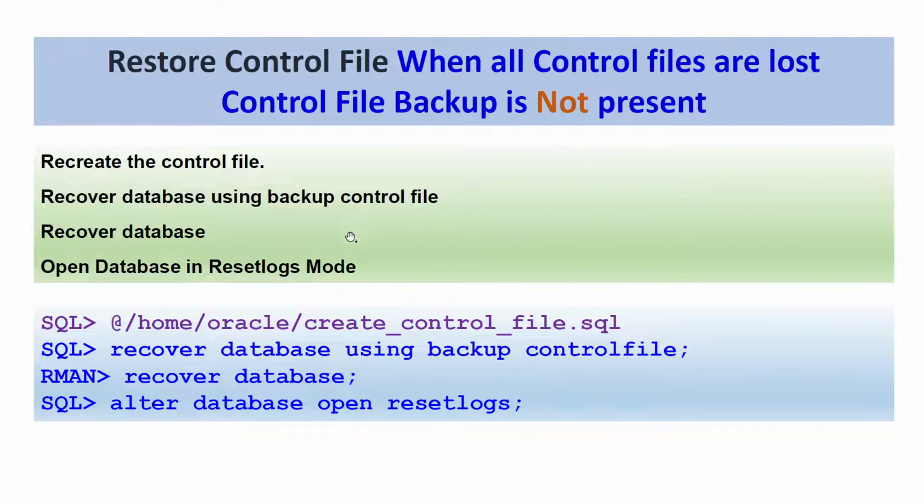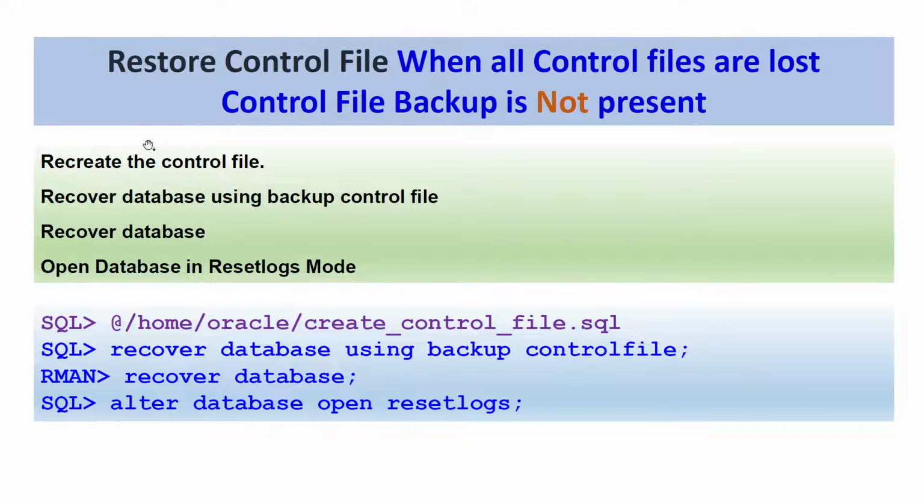Now the third scenario, restore control file when all control files are lost and the control file backup is not present. This is a very, very dangerous situation. This is a tricky situation. In this particular scenario, you'll have to recreate the control file. And when you recreate the control file, you have lost all the backup information. So if you know where the backups are stored, you'll have to use the catalog command to catalog those backups. Otherwise, you have lost all of that backup information. So you will have to recreate the control file, then recover the database using backup controlfile, then recover the database and open the database in resetlogs mode.